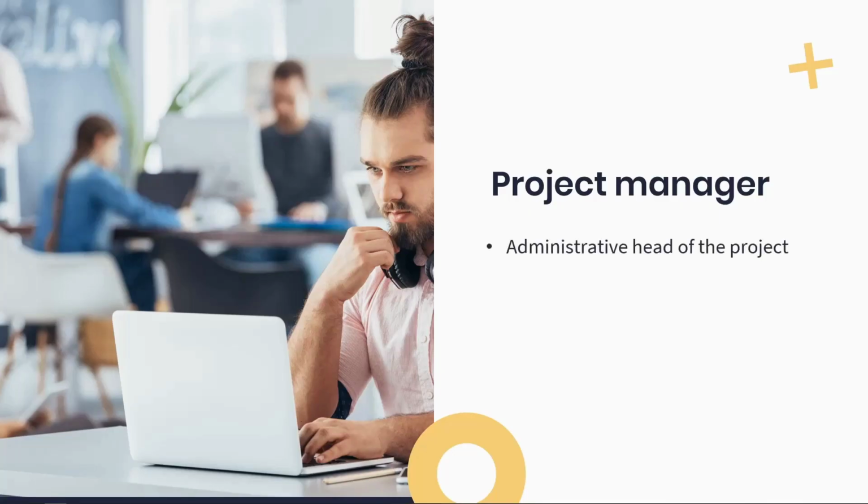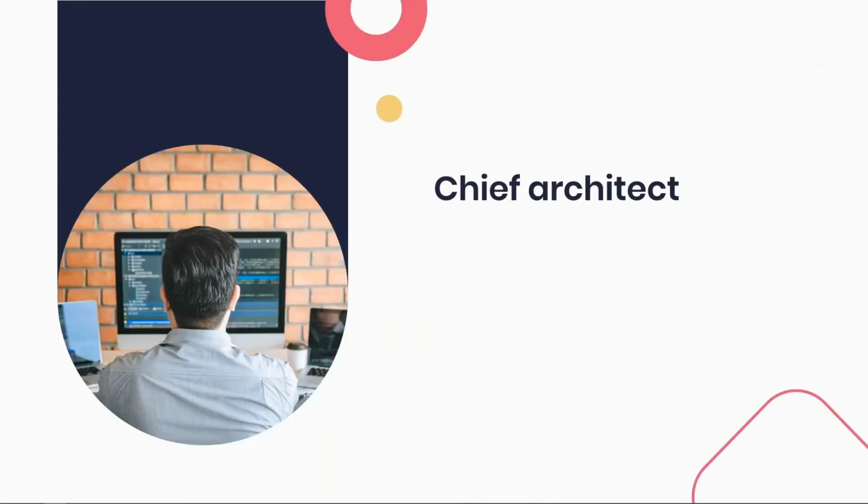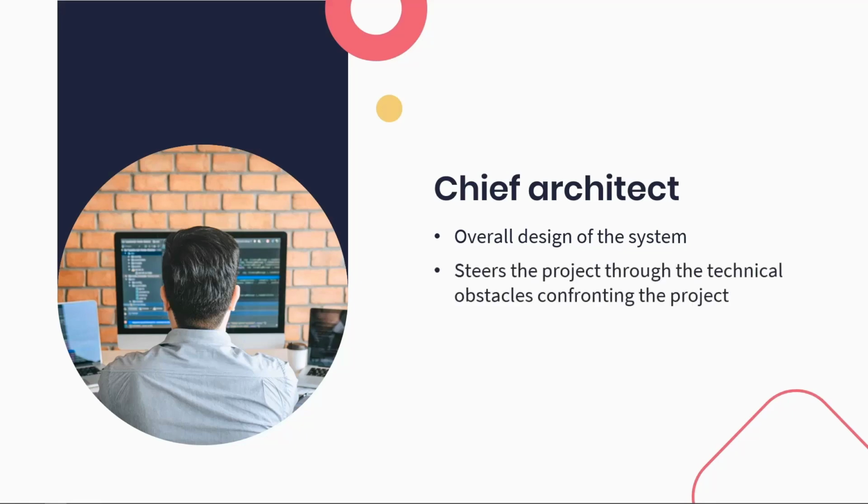The project manager, PM, is the administrative head of the project, responsible for reporting progress, managing budgets, fighting for headcount, and managing equipment, space, and resources, etc. The chief architect, CA, is responsible for the overall design of the system. He or she is responsible for running the workshop design sessions where the team collaborates in the design of the system. The work requires both excellent technical and modeling skills, as well as good facilitation skills. He or she steers the project through the technical obstacles that come in the face of the project.